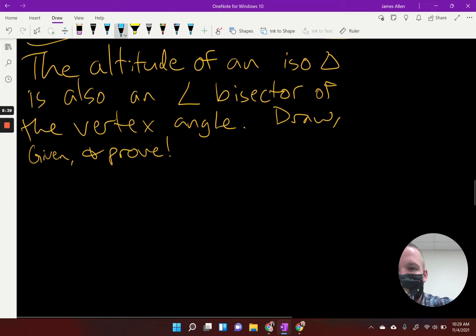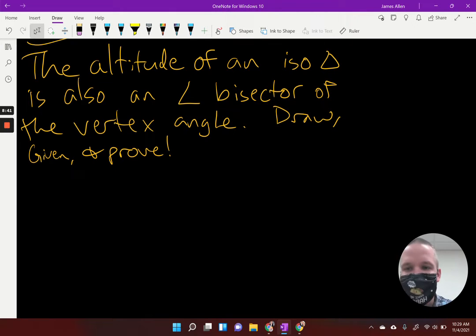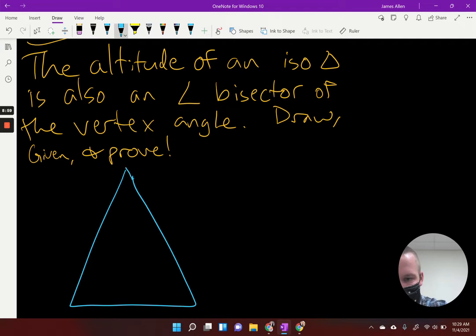Cruising. All right. Here we're going to draw a diagram, write the given and prove. We're not going to prove it. I meant to say write the given and prove, but I was shorthand here. The altitude of an isosceles triangle is also an angle bisector of the vertex angle. So it sounds like I should start with an isosceles triangle. Let's label it A, B, C. And the altitude, I'll draw that from A. We've seen that before. I'll make that D.